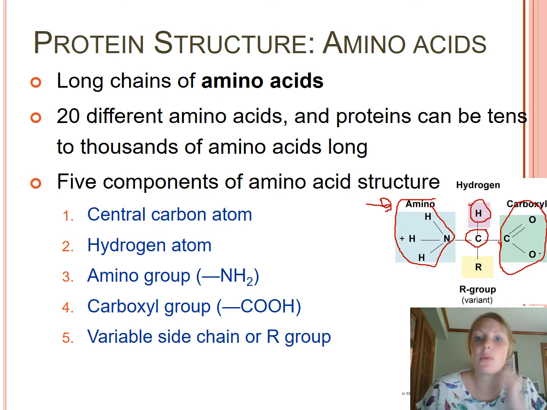And then the important part is, all amino acids have the carboxyl group, an amino group, a hydrogen and a central carbon, but then this R group or variant group right down here is what really matters. There's 20 different R groups, and so those make up the 20 different amino acids. And so we call that the functional group or the variant group or the R group that's attached to the central carbon.